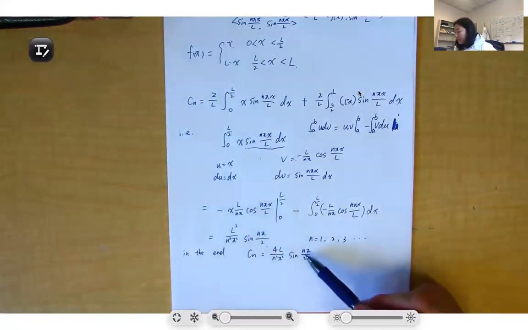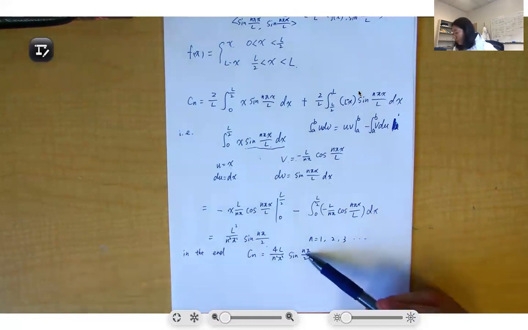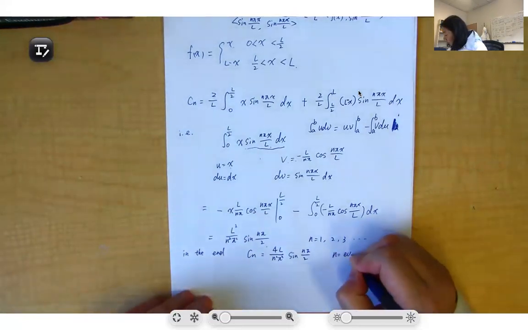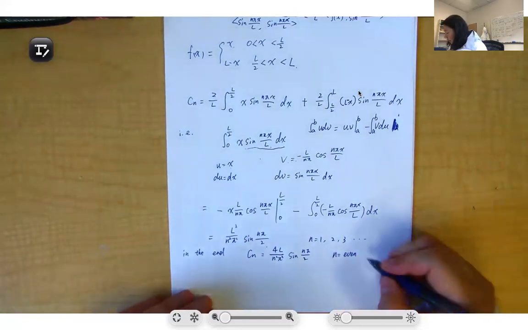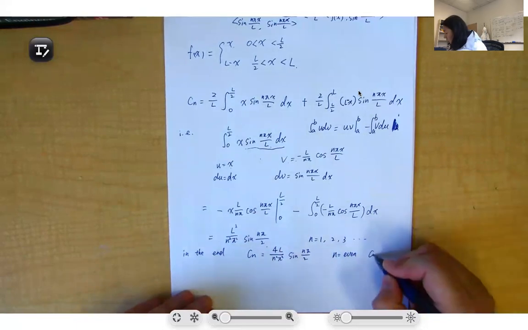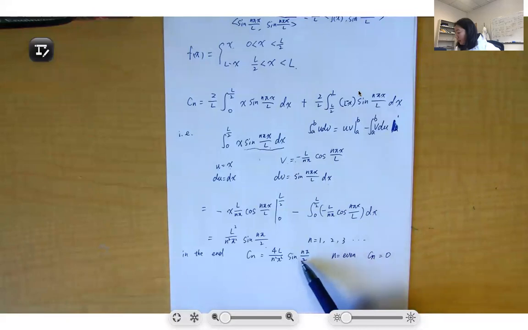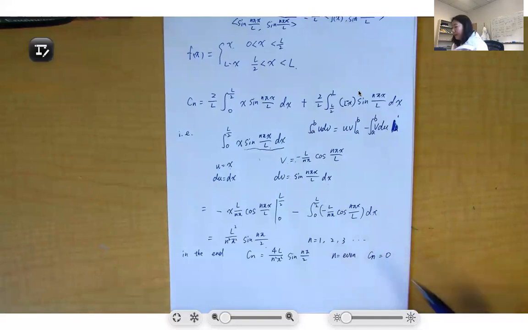And you notice that n has to be an integer. When n is an even number, then this Cn will be equal to 0, because the sine of an integer times pi will be equal to 0. So the Cn will be 0.